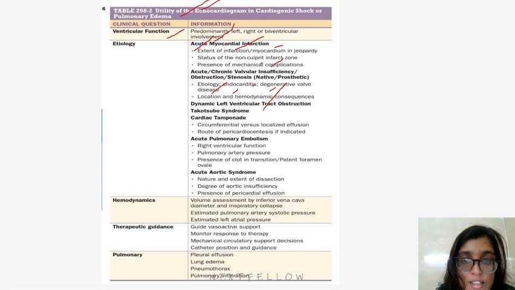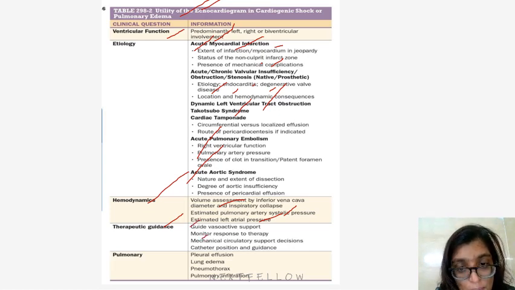Dynamic left ventricular outflow tract obstruction, Takotsubo syndrome, cardiac tamponade, acute pulmonary embolism, and acute aortic syndrome. Hemodynamically, you can do volume assessment of inferior vena cava diameter and inspiratory collapse, estimated pulmonary artery systolic pressure, and estimated left atrial pressure. Therapeutic guidance is guide vasoactive support, monitor response to therapy, mechanical circulatory support decisions, and catheter position and guidance. Pulmonary, it is pleural effusion, lung edema, pneumothorax, and pulmonary infiltration.